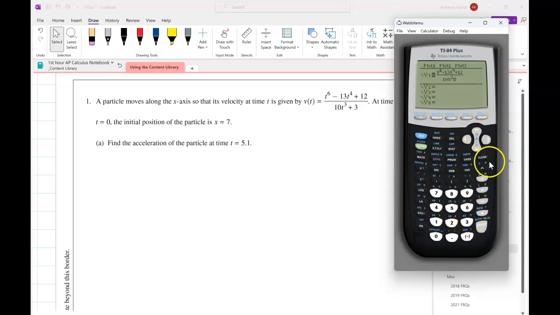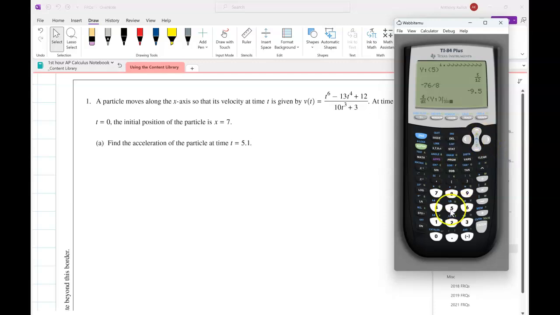And I have to remember one thing. What do I have to remember? What's the relationship between velocity and acceleration? Acceleration is the first derivative of velocity. So math, command 8, differentiate with respect to x. I put that answer into y1.